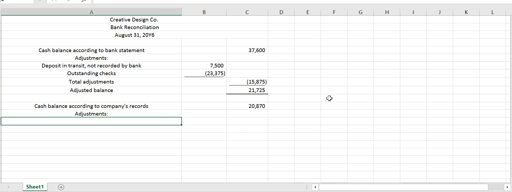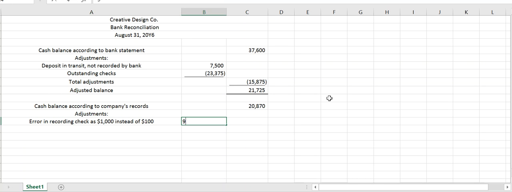it. They told us that we had by accident recorded a payment of $100 as $1,000 in our check register. So we actually should increase our account by $900. The difference between the error amount of 1,000 and the correct amount of 100. So we're going to add that in. So we have an error in the recording, a check as 1,000 instead of 100. So in this case, the error worked in our favor. We actually had more money than we had anticipated.